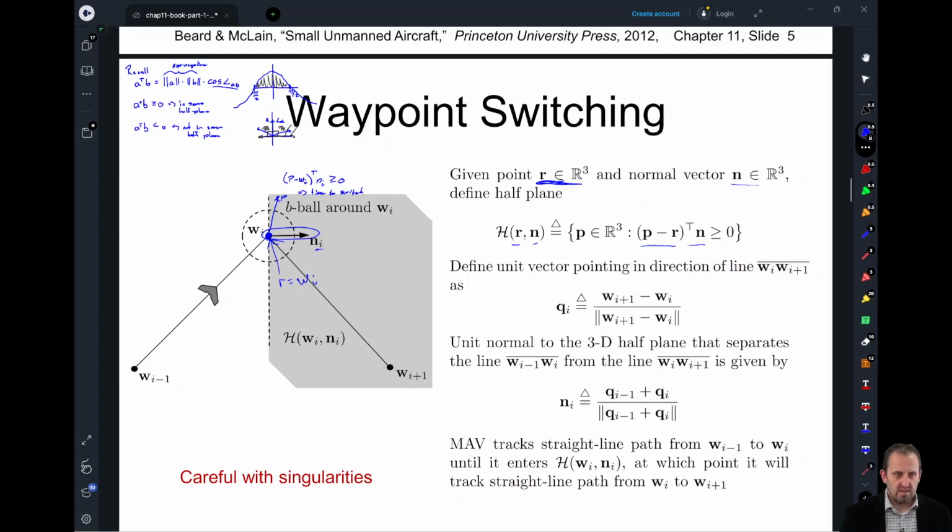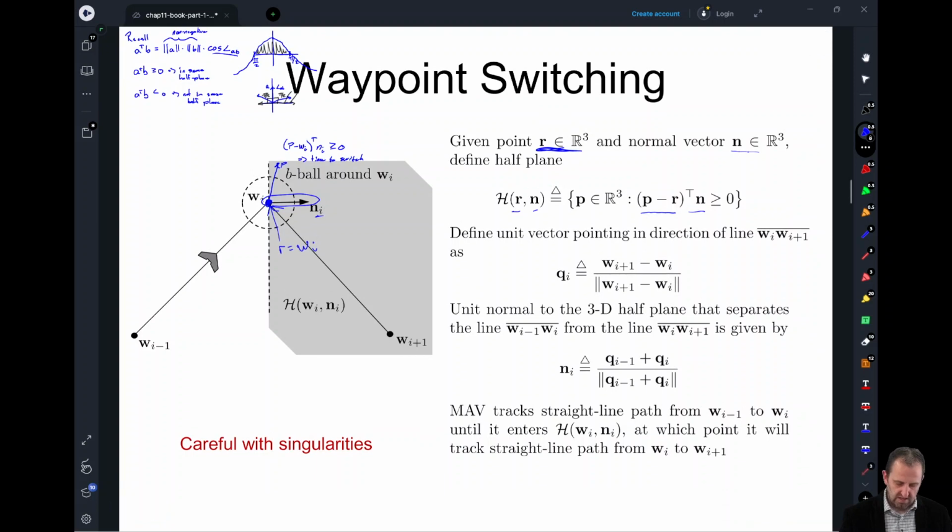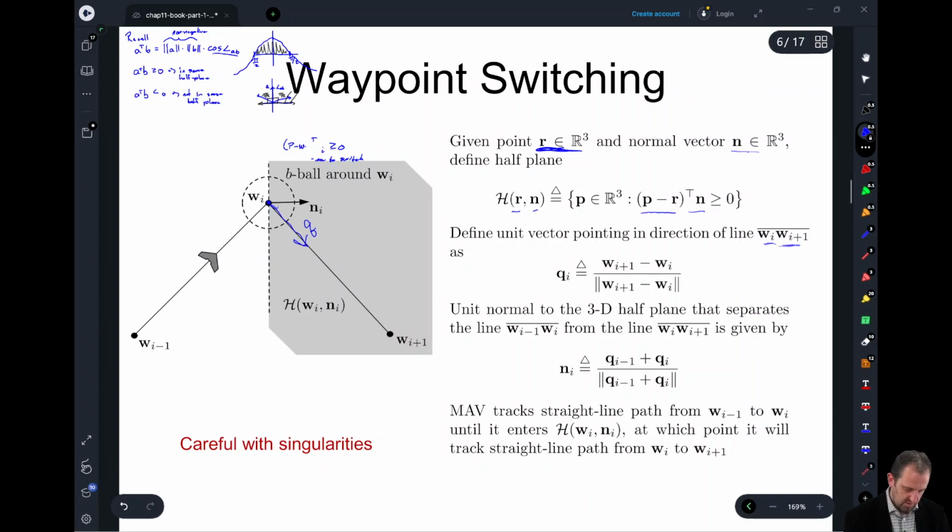So we're going to define a few more things. We'll define a unit vector pointing in the direction of WI to WI plus 1. So if we erase some of these markings, this unit vector, we're going to call it QI, is from wi to wi plus 1. Then a unit vector from wi minus 1 to wi would be what we call qi minus 1.